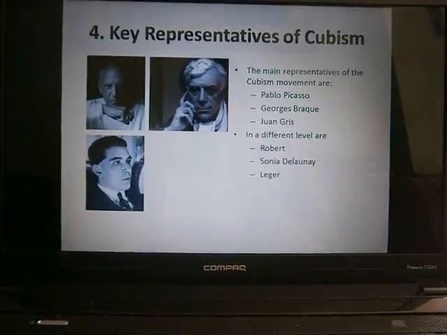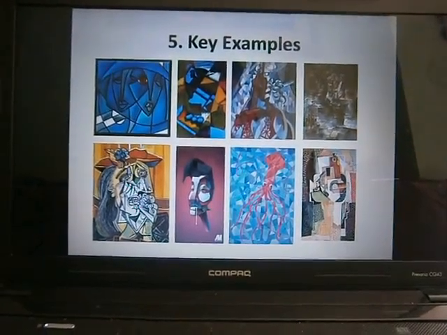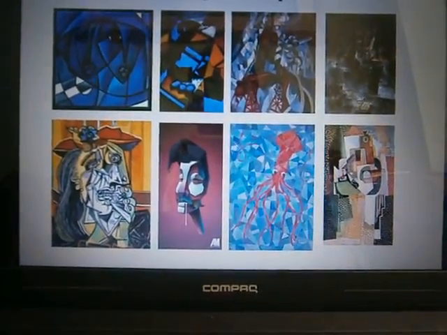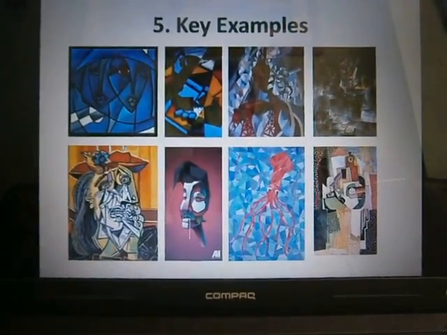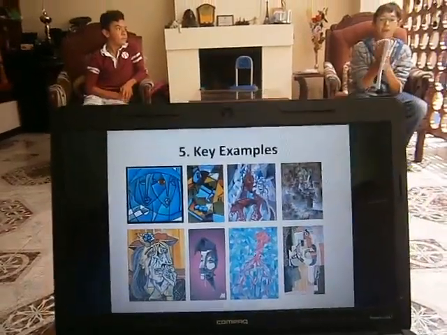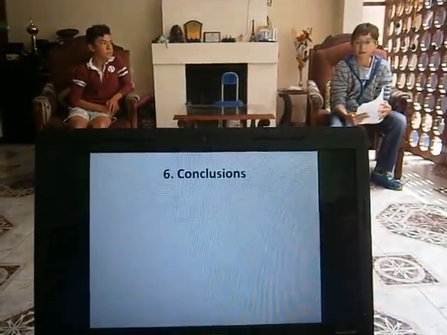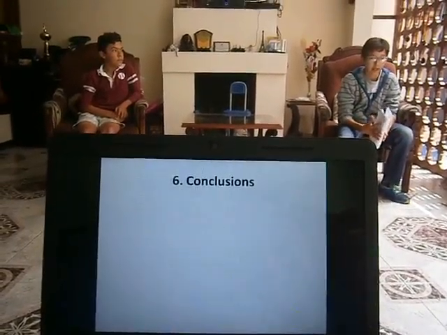There are key examples of Cubism of the three main periods, and conclusions. Okay, first conclusion: we can say that Cubism, although it was not such an understandable art movement, revolutionized modern art with its paintings and great artists.